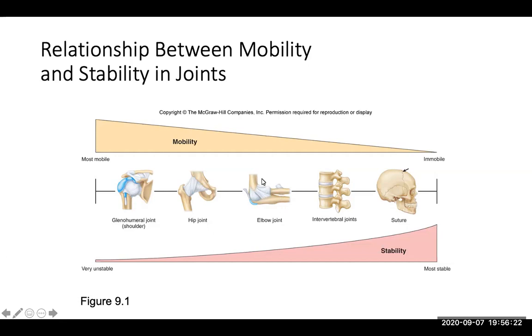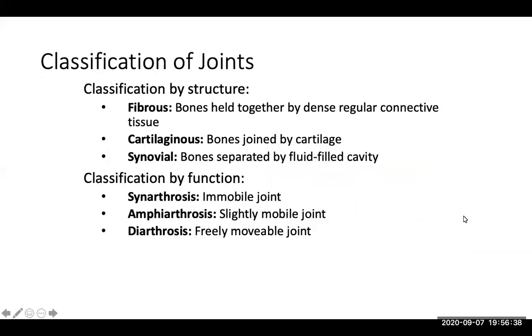Then the elbow is kind of right in the middle. But once we get to intervertebral joints, and especially the sutures, the joints between the skull bones, those are completely immovable. So because they can't move at all, they're directly connected to each other, immovable, they are the most stable.